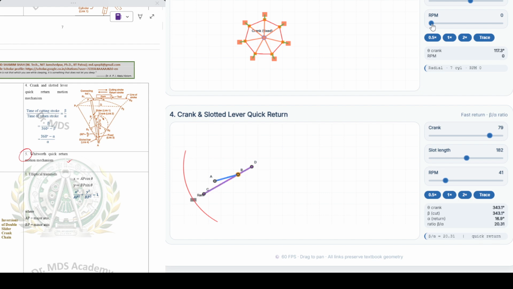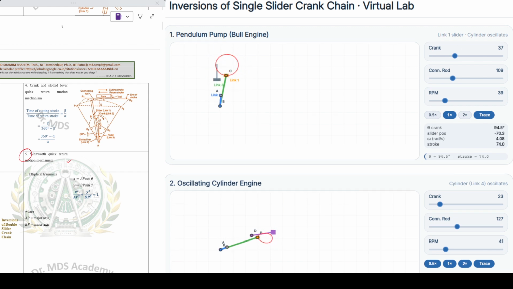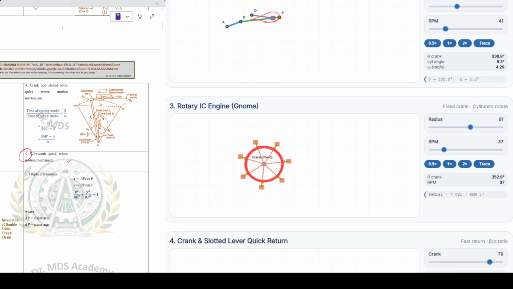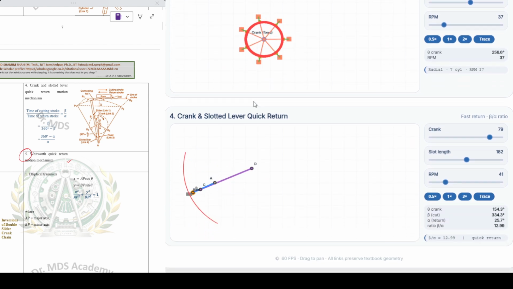I hope it is clear. So this was the pendulum pump case. Another case was the oscillating cylinder engine. Third was the rotary internal combustion engine. The fourth one is the crank and slotted lever quick return mechanism.